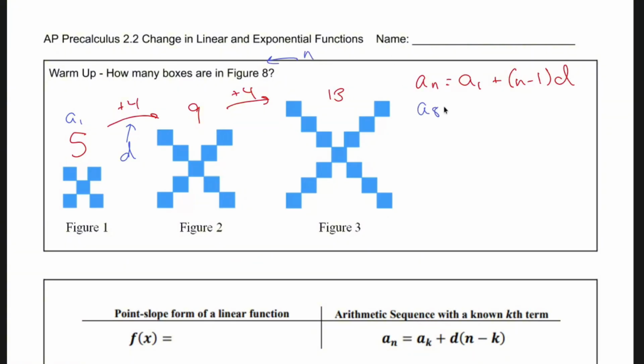So a sub 8 is going to equal 5 plus 8 minus 1 times 4. 5 plus PEMDAS, 7 times 4, 5 plus 28. 5 plus 28 is Great Larry Bird jersey 33.